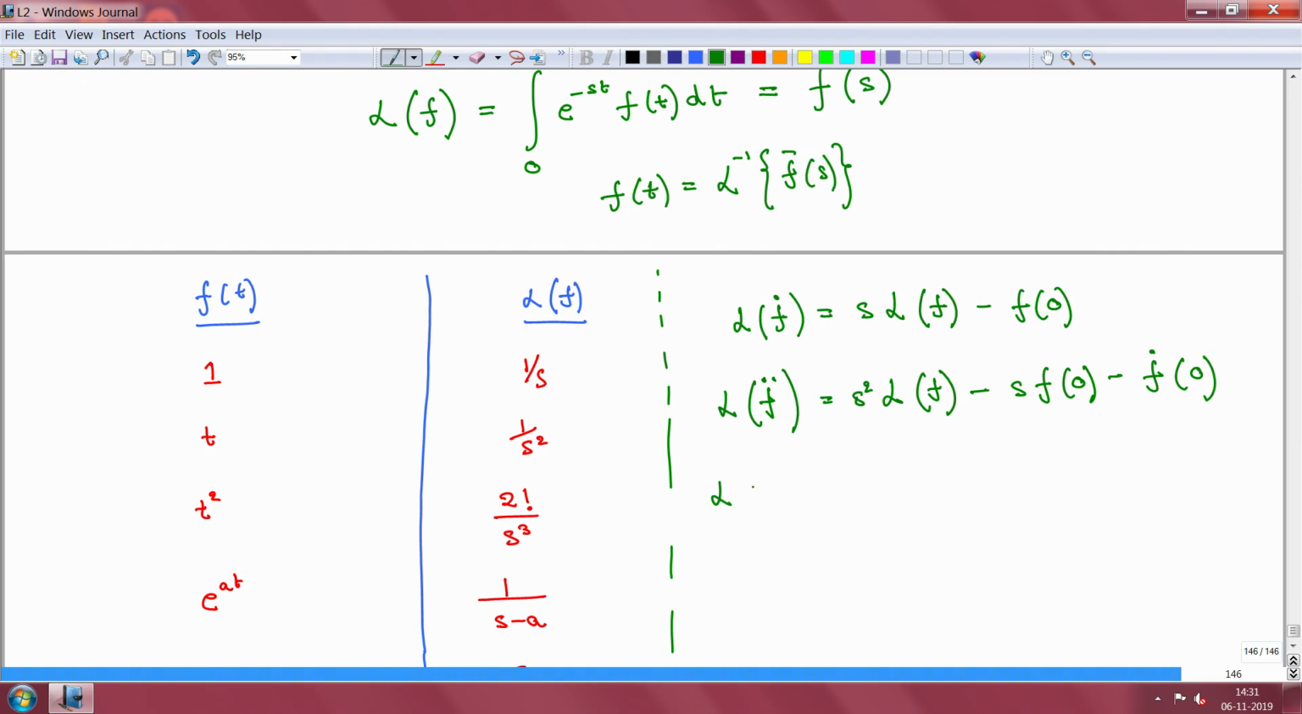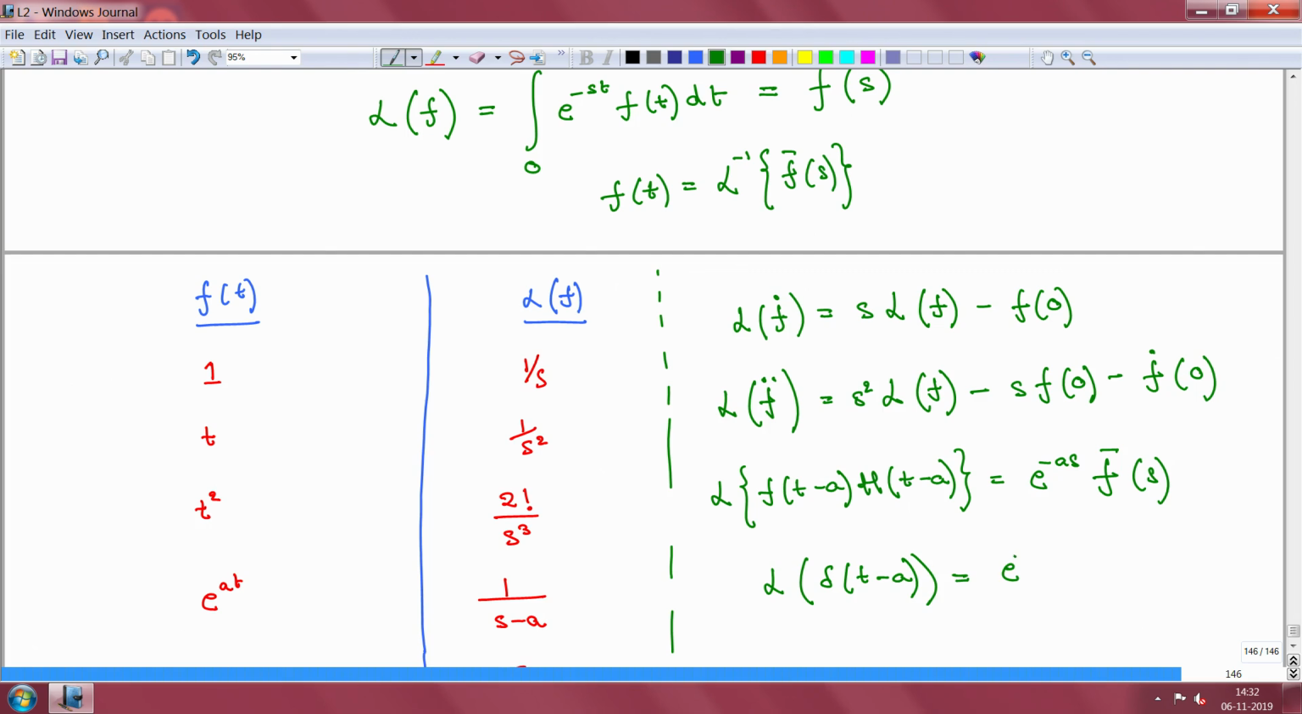Laplace of f(t minus a) multiplied by the Heaviside function translocated at t minus a, or the Heaviside function which is moved to a, comes out as e to the power minus a s times f bar of s. The Laplace of the Dirac delta function at a is simply e to the power minus a s.